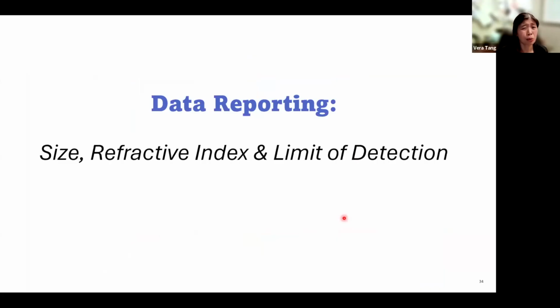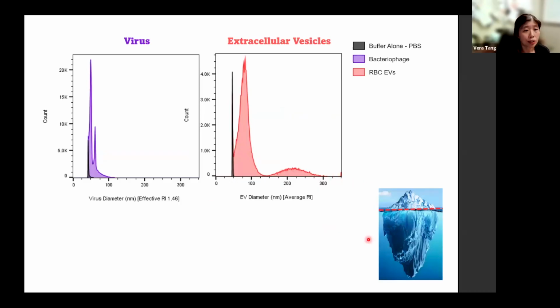So data reporting. Aside from not using percentages and going with concentration, another thing that you should definitely think about is size, refractive index, and limit of detection. Once you've calibrated your data, all of these things are probably easier for you to report as a metric. So this is another example.